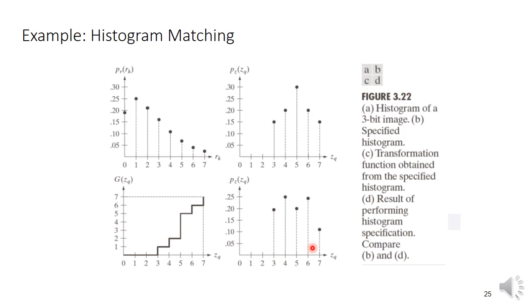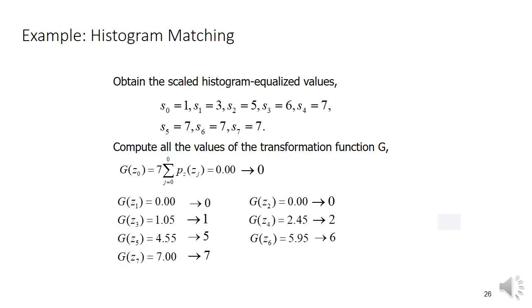And now if you compare image B with D, you can see that this was the specified histogram, and according to that specified histogram, we have converted this image A histogram into this one. We have the scaled histogram of equalized values, and we compute all those values from the transformation, and we get this.